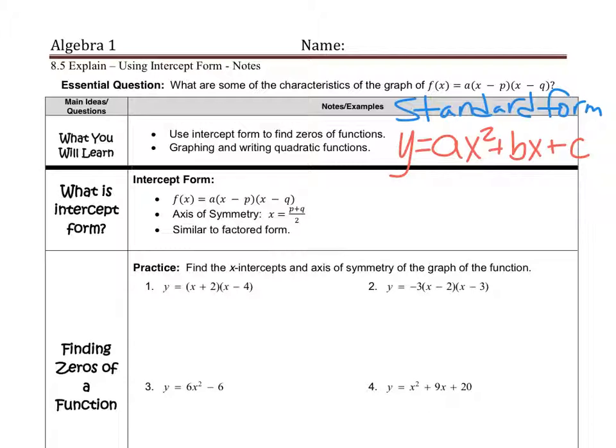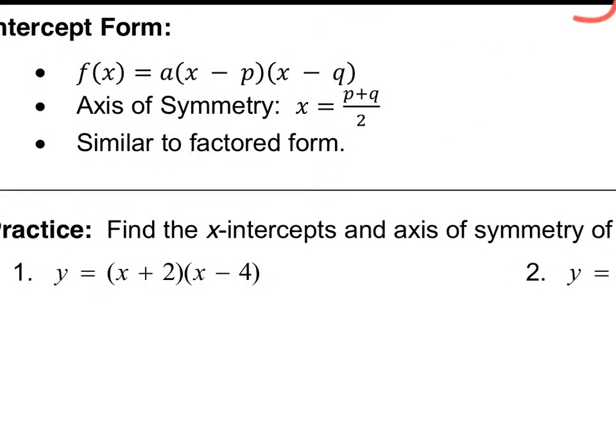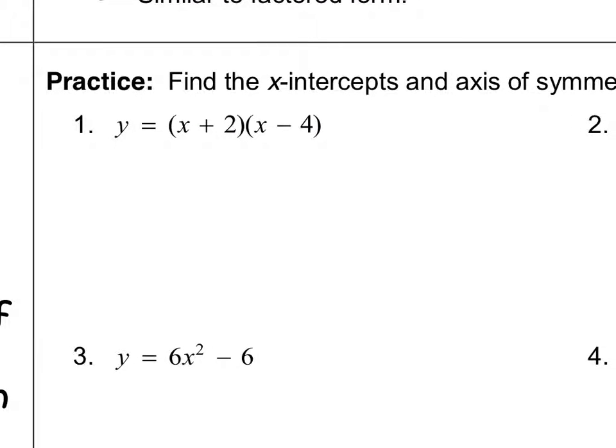So let's start with number 1. What we want to find are our zeros, or our x-intercepts. They're the same thing. We also want to find the axis of symmetry. First thing we're going to do is put this into the calculator. Press the y equals button, put this equation exactly as it is with parentheses into the y equals, and then press graph. Now when you do this, you can see that it's crossing the x-axis 2 different times.